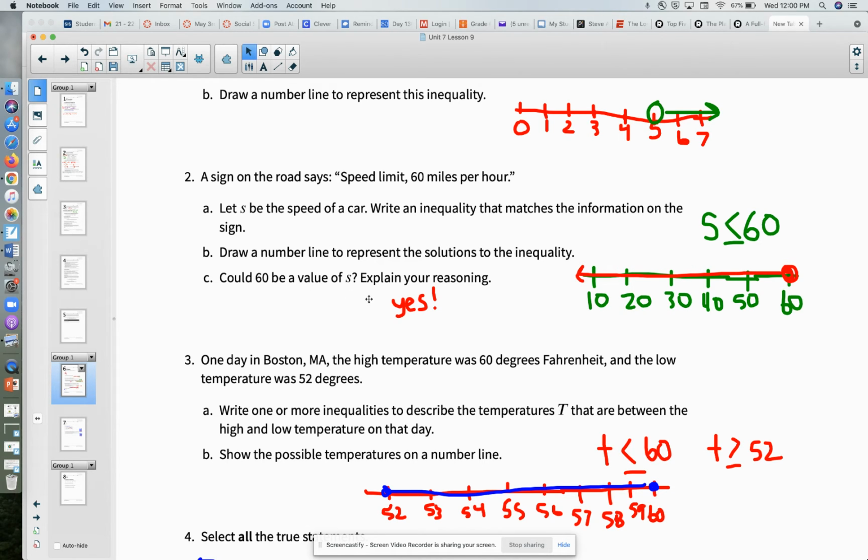And then could 60 be a value of S? Yes, because you can go 60 miles per hour. You can go 59, 58, 57, but you can also go 60 miles per hour. So 60 is an answer.